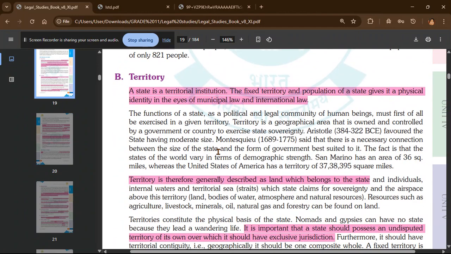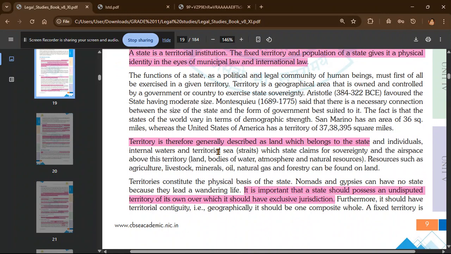Second is territory. The state is a territorial institution or entity, as we have seen. The fixed territory and population of a state gives it a physical identity in the eyes of municipal law and international law. Territory is therefore generally described as the land which belongs to the state.